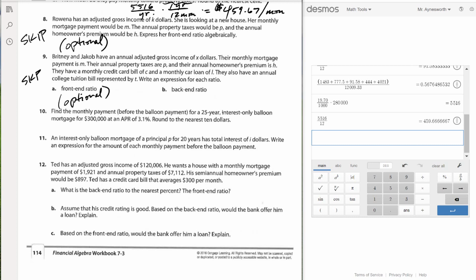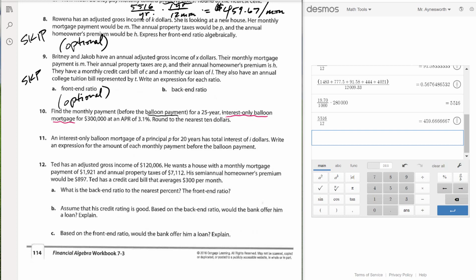Okay, so here we go. Find the monthly payment before the balloon payment for a 25-year loan. Okay, again, this was discussed in the video. Okay, so if you don't know what this is, this will teach you a lesson, guys. You need to watch the video. Okay, so what's the monthly payment before balloon payment for a 25-year interest-only loan? Okay, keywords: interest-only balloon mortgage. Not a good thing to do, but here we go. All right, so for $300,000 and an APR of 3.1%. Okay, so now 25 years.